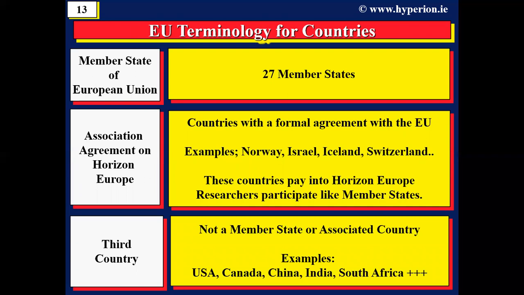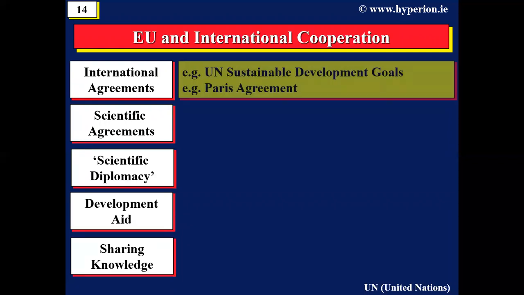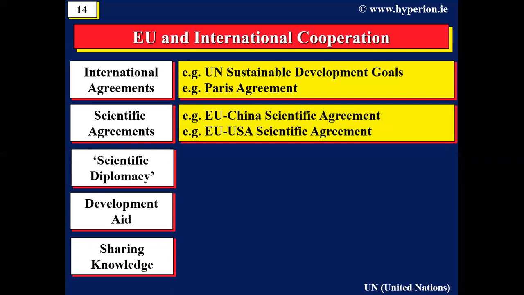So let's see, why does Europe want to work with countries all over the world? There are a number of reasons. The European Union has signed many international agreements, for example, the Sustainable Development Goals and the Paris Agreement, and they need to work with international countries to address these international challenges. The European Union has signed over 20 scientific cooperation agreements with countries like China, America, South Africa, Argentina, Chile.